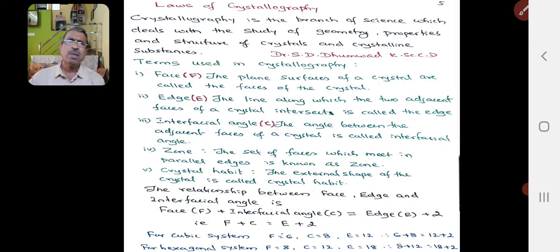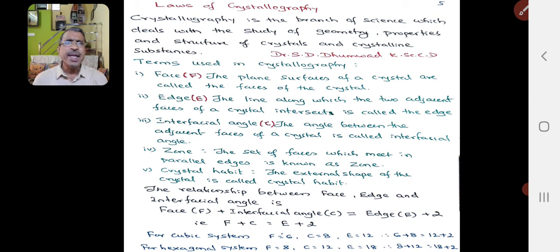Coming to another point, known as the laws of crystallography. Crystallography is the branch of science which deals with the study of geometry, properties, and structure of crystals and crystalline substances. In crystallography, we use the following terms very often: the face, edge, interfacial angle, corners, and then the zone and the crystal habit.